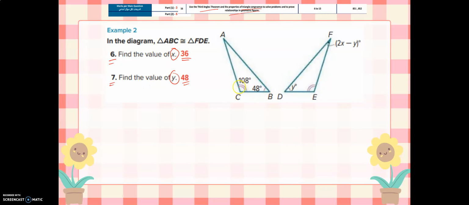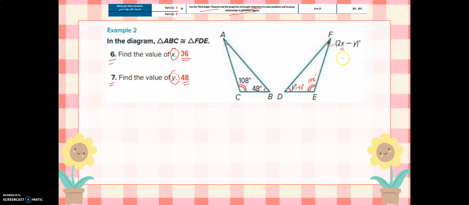So as we can see, angle C here corresponds to angle E. Okay, so if angle C is 108 degrees, this should also be equal to 108 degrees. And B corresponds to angle D. So if angle B is 48, that means y degrees here is equal to 48 degrees. All right. Now, we know also that angle A corresponds to angle F, and they are equal. So we have here angle F given as 2x minus y. So this is where we will get the value of x.